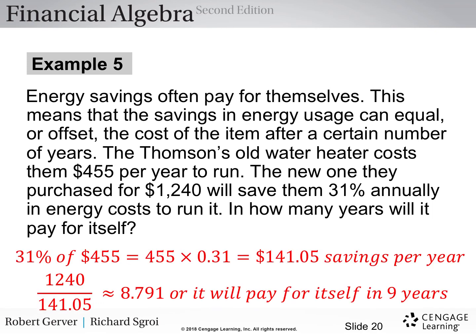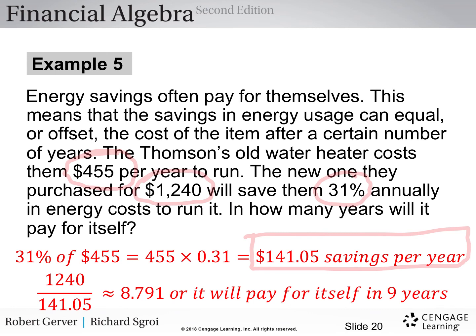All right, so let's calculate their savings, okay? So we said that they're going to save 31% annually in energy costs. So if I take 31% of 455, which is what the old water heater cost to run, we come out with $141.05 savings per year, okay? So each year they're going to save $141 from what they would have paid if they had their old water heater, all right? Now, it costs them $1,240 to buy this new energy-efficient water heater.